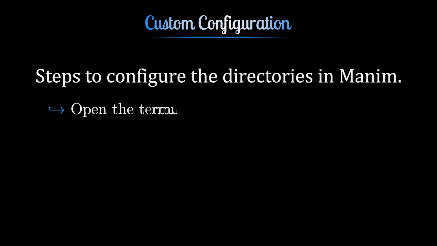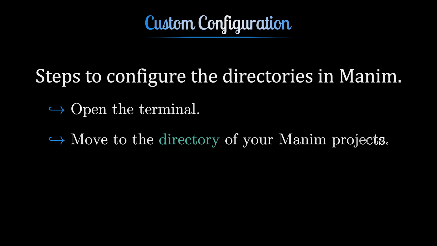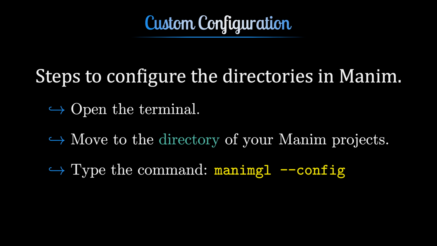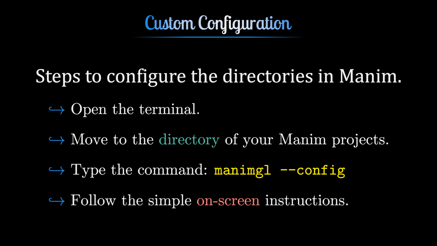To start with, you need to open the terminal and head on to the directory of your Manim projects. And then type the command ManimGL --config. Follow the on-screen instructions about the related paths of the raster and vector images. If you are unsure of anything, you can press enter, which sets the path to none for now. And don't worry, you can change that path later.